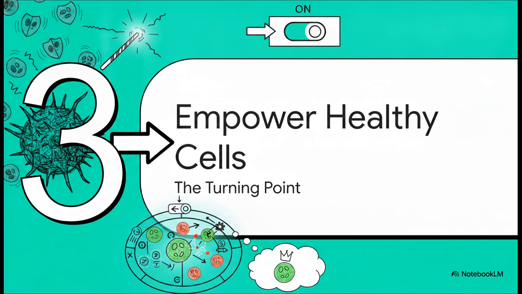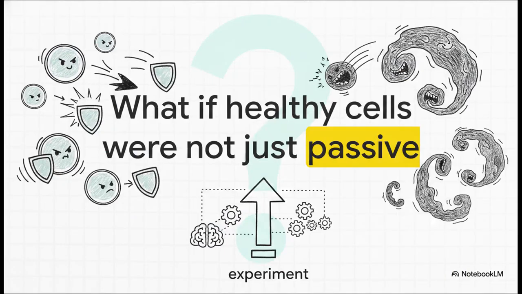Which brings us to Section 3, empowering healthy cells. This is literally the turning point of the whole experiment, because introducing the wand alone was a losing battle. They needed to change the rules of engagement entirely. The researchers pivoted and asked a brilliant, fundamental question.